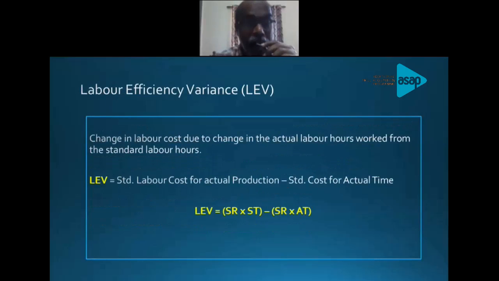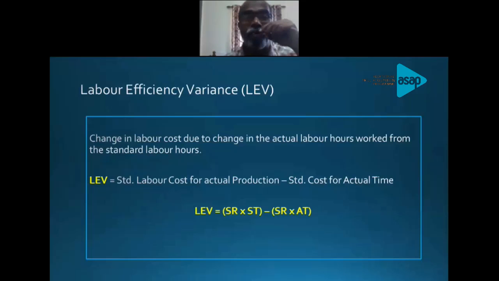Okay, we are going to labor efficiency variance. It is the difference between standard labor cost of actual production and standard cost of actual time. Understand it. Labor efficiency variance is the standard labor cost for actual production and the standard cost for actual time.